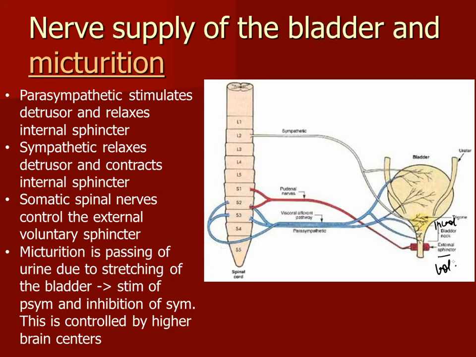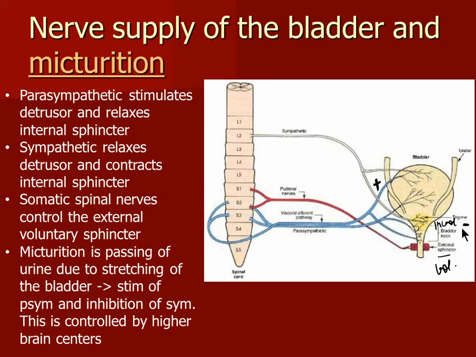So let's see what happens. The parasympathetic system causes contraction. So it facilitates contraction. So I'm going to put a plus. It causes contraction of the detrusor muscle, but it relaxes the involuntary sphincter. There's no point contracting the muscle and not relaxing the sphincter, because otherwise urine will just keep staying in there, right? So it contracts the detrusor muscle and relaxes the involuntary sphincter.